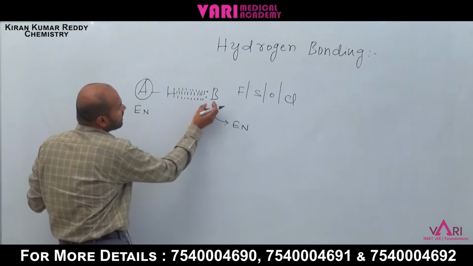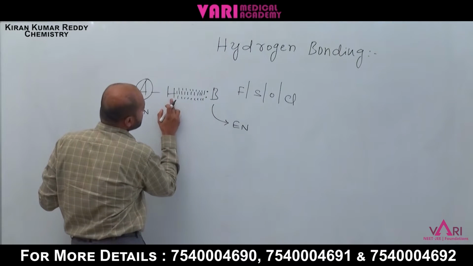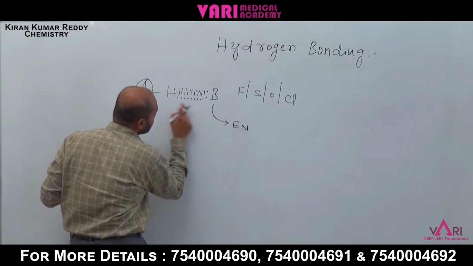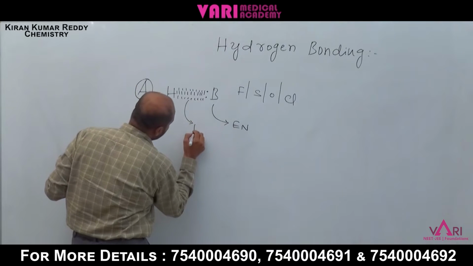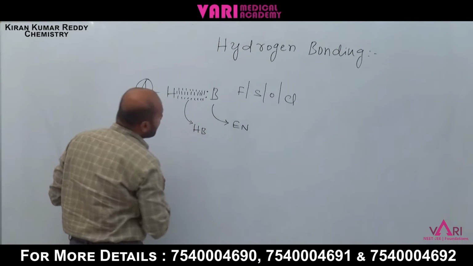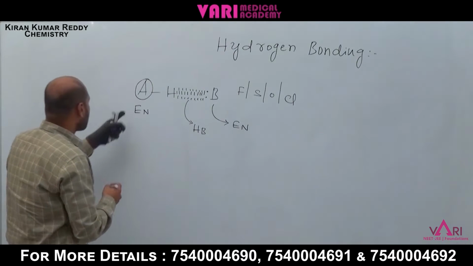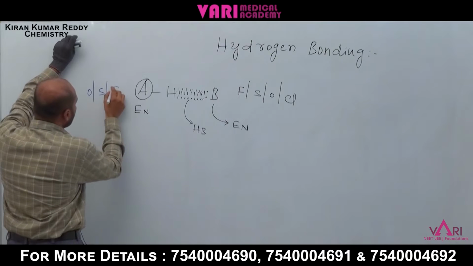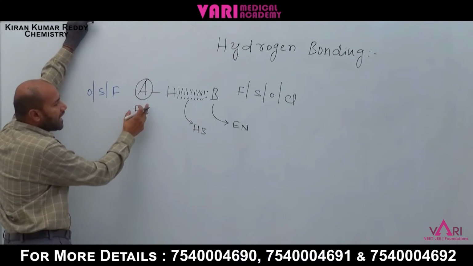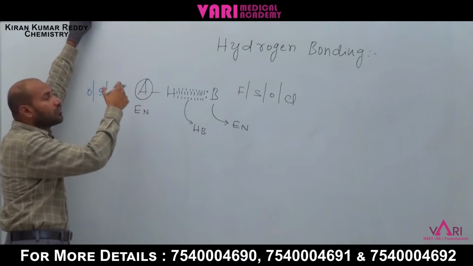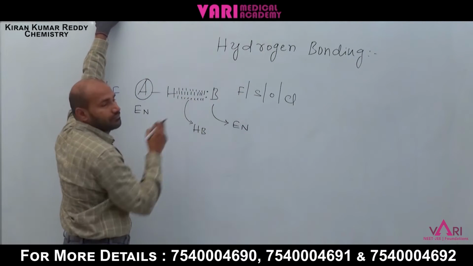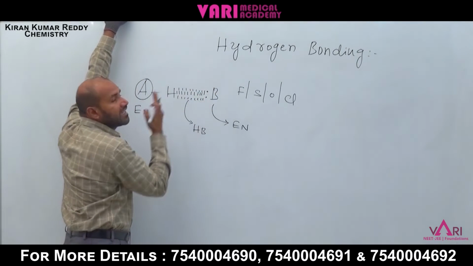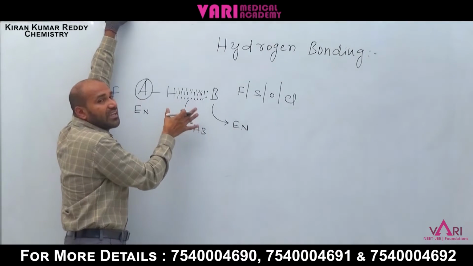The bond formation between the electron rich heteroatom and the electron deficient hydrogen atom is called a hydrogen bond. Here also the electronegative atoms are oxygen, sulfur or fluorine, but the electronegativity of A atom is more compared to B atom; then only the bond is very strong.